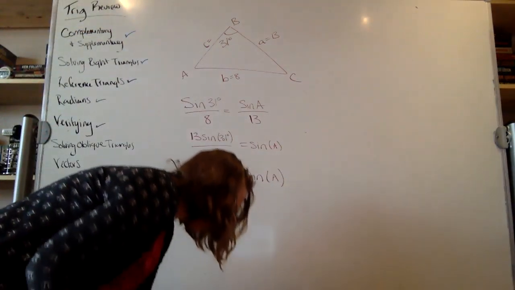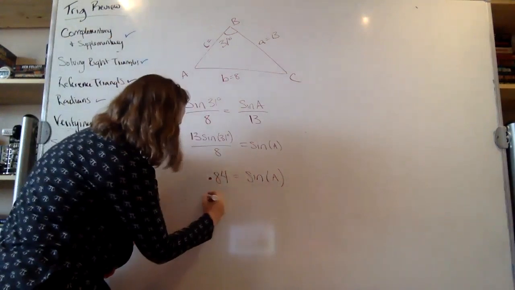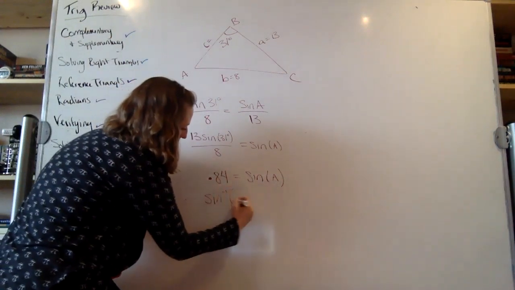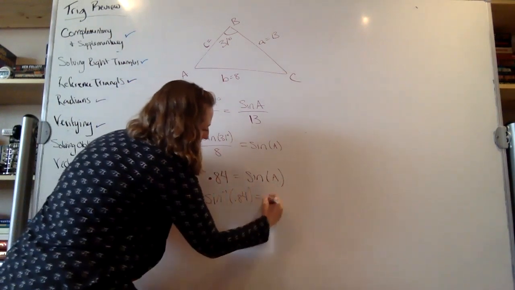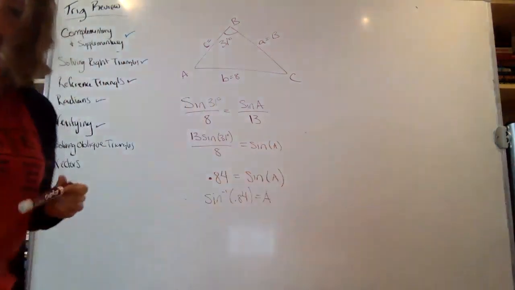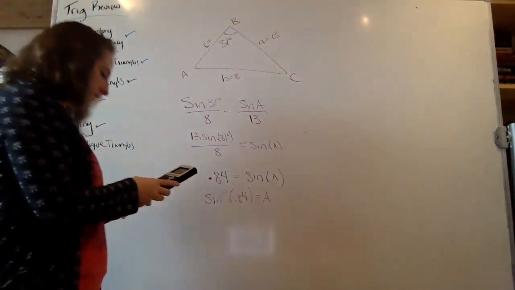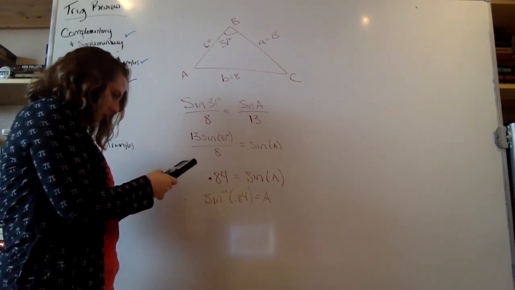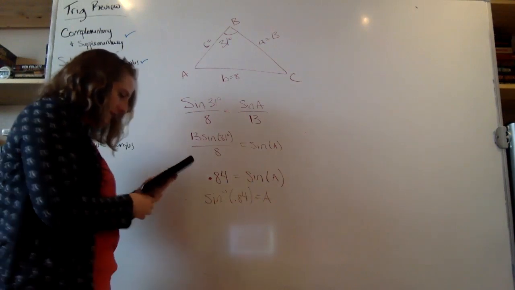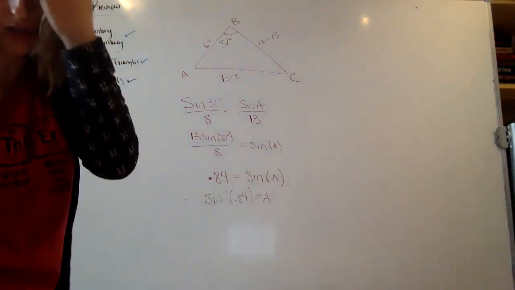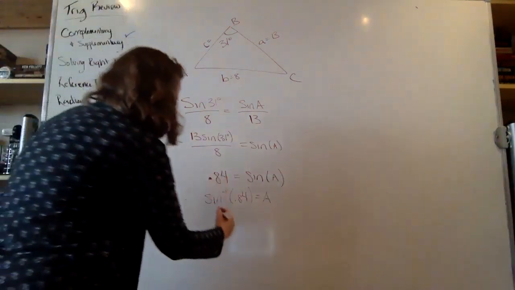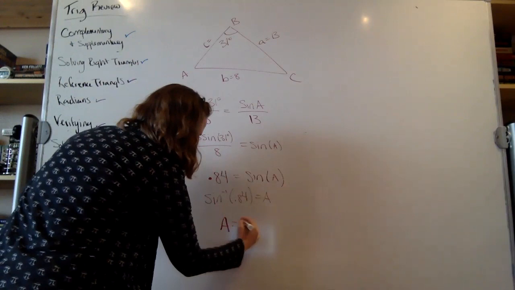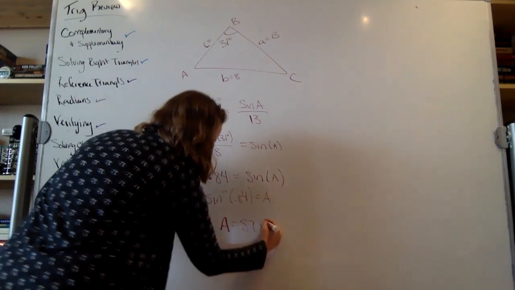Here you go. Okay, we're going to do inverse sine of both sides. So sine inverse of 0.84 equals A. And let's go ahead and put that into the calculator. Inverse sine of 0.84 gives me 57.1 degrees. So I get A equals 57.1 degrees.